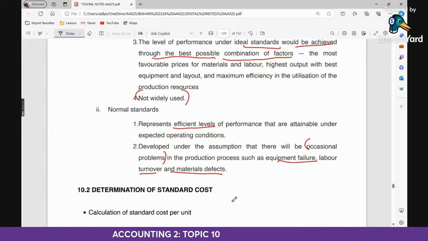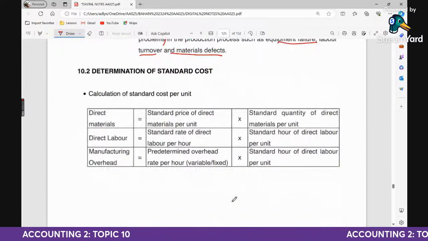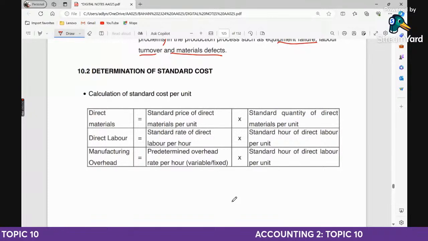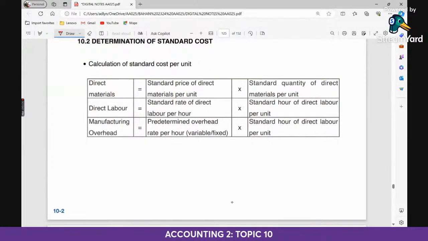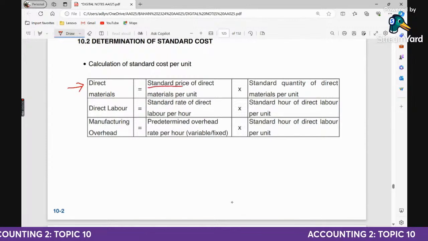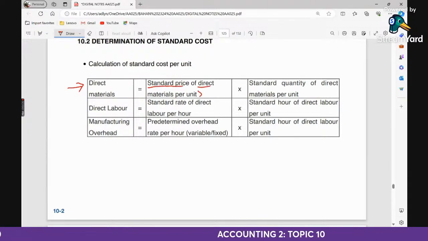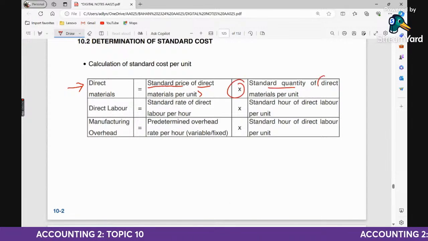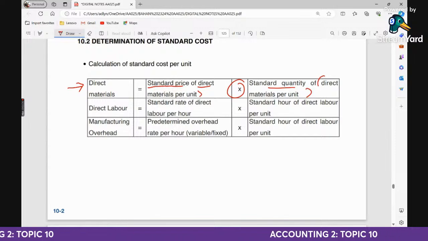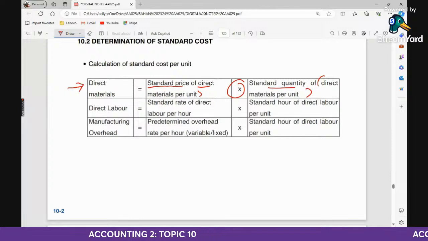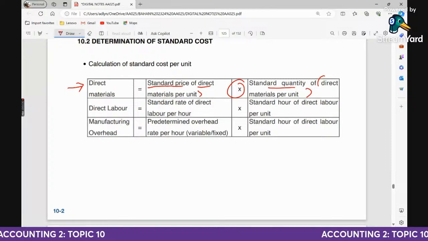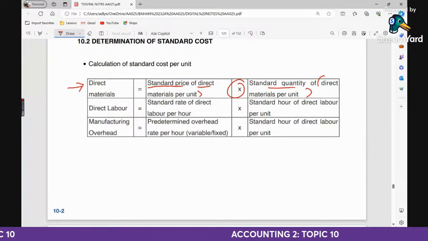Okay, so macam mana nak menentukan standard cost? Okay, calculation of standard cost per unit. Okay, untuk direct materials, okay, you are going to have standard price untuk direct material per unit, okay, and kita akan darabkan dengan standard quantity of direct material per unit. Okay, so standard cost untuk direct materials ialah standard price, maknanya satu unit harga direct materials kita akan darabkan dengan standard quantity of direct material per unit.